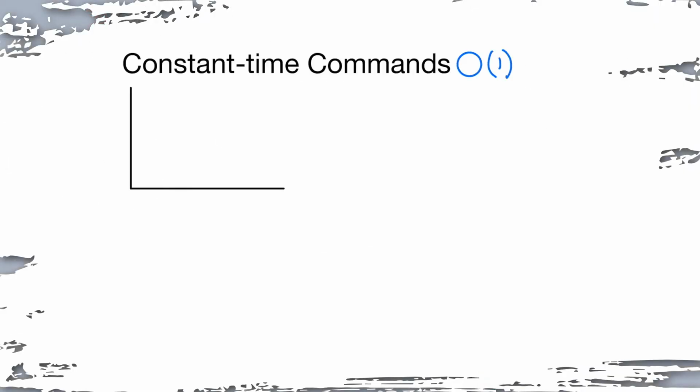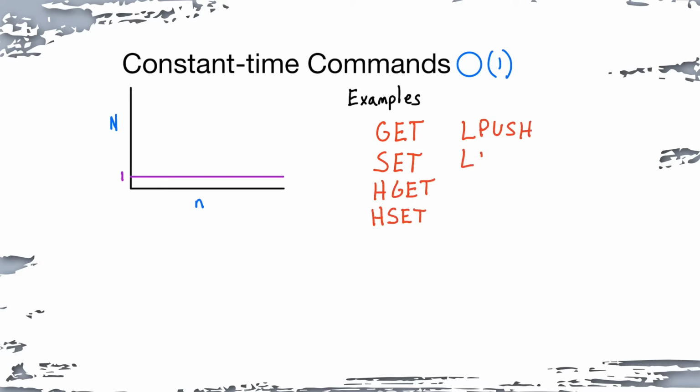Constant time commands are the most efficient, and happily quite a few Redis commands fall into the O(1) complexity bucket. These include get, set, hget, hset, lpush, lpop, sadd, srem, and many others. You generally don't need to worry about the performance of these commands.